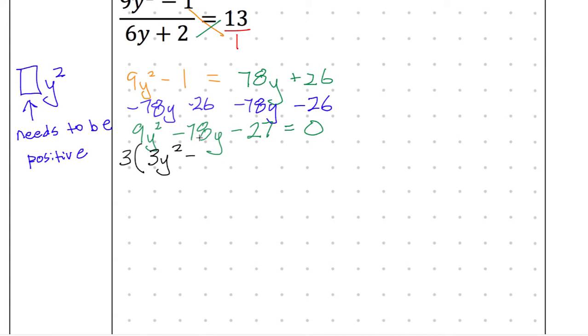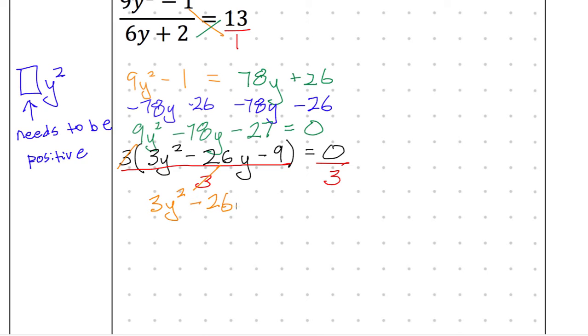minus, and then this is going to be 26y minus 9 is equal to 0. All right, and then I'm going to divide both sides by 3. So divide this whole side by 3, divide this whole side by 3. The 3's cancel out. Hooray, they're gone. And I'm left with 0. So now my new equation reads 3y squared minus 26y minus 9 is equal to 0.